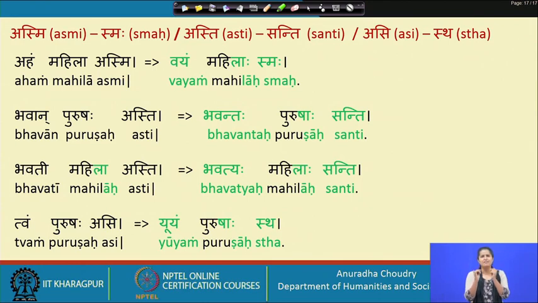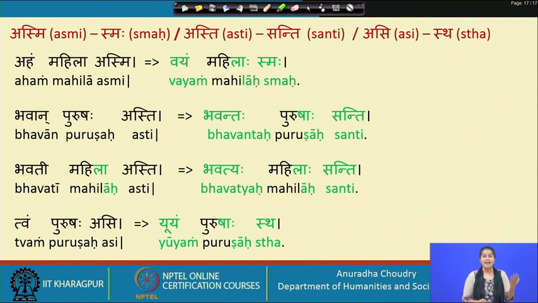It can be a little confusing to remember the E ending is different from the R ending of the feminine, but yet that's the very exercise for the mind, this alertness that one requires when one is engaging with Sanskrit grammar and Sanskrit as a spoken language. So, bhavati mahila asti will become bhavatyah mahilah santi.